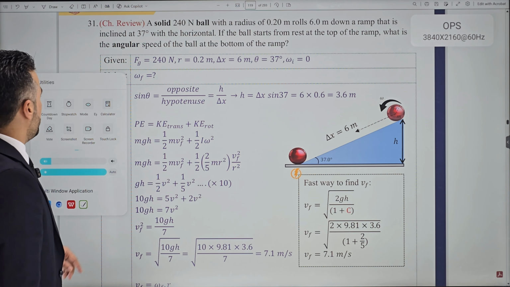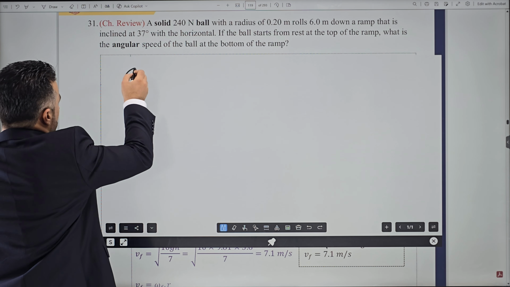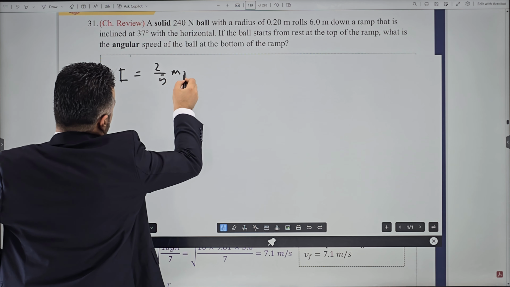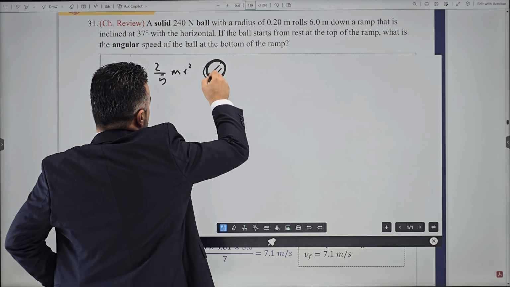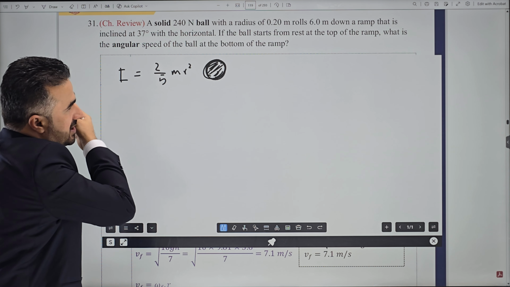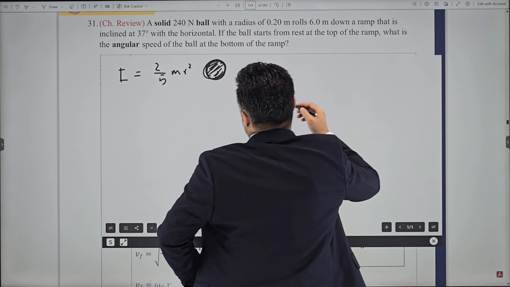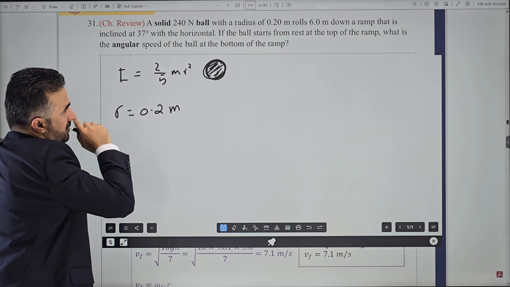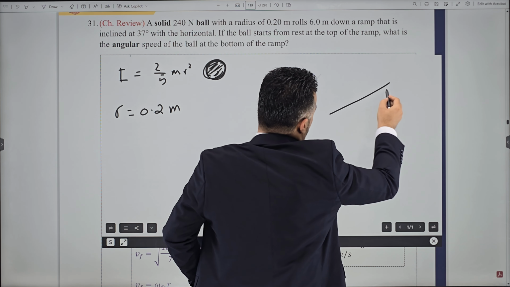All right, so what is given here and what is unknown? Okay, so the first thing that is given, it says a solid ball. What is the moment of inertia for a solid ball? Let's just write it down here. Moment of inertia for a solid ball is 2/5 mass times radius squared, like a bowling ball here. Okay, it says rolls down. Let's write the radius too, because we need it at the end for angular speed. It is 0.2 meter. Rolls down a ramp that is 6 meter long.